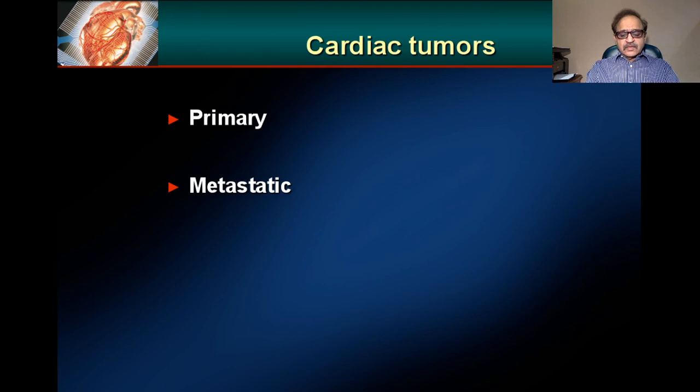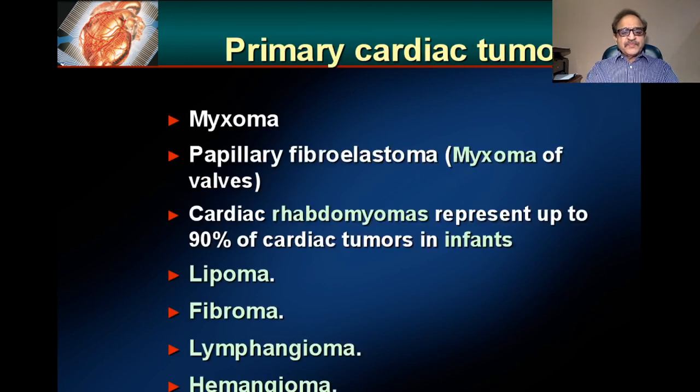Let's start with the most common cardiac tumor, which is benign and is atrial myxoma. That is the most common one. However, the other primary tumors are papillary fibroelastoma, which is also called myxoma of the heart, and cardiac rhabdomyomas.